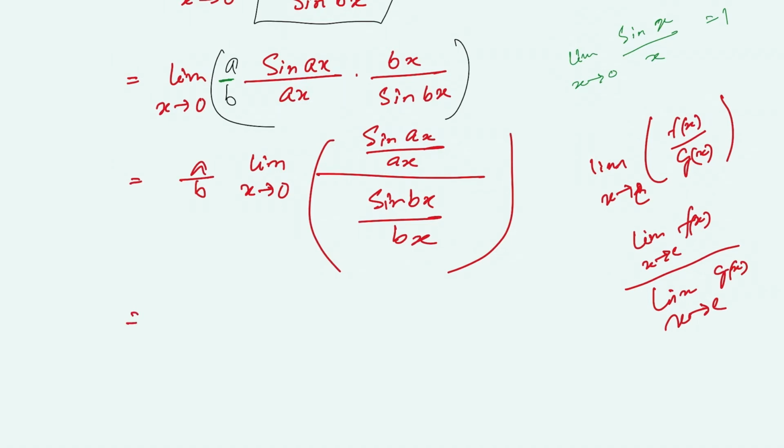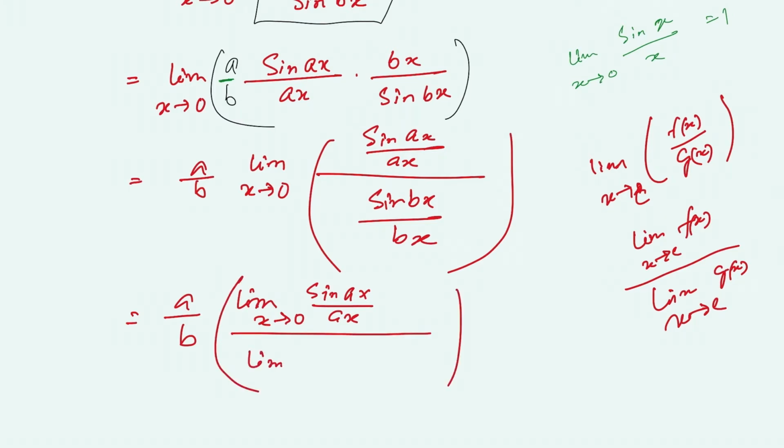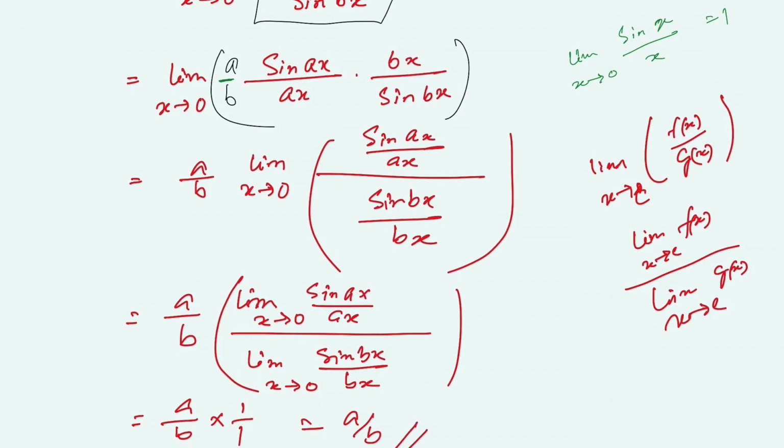So in this case also we can write limit of sine ax by ax as x tends to 0, divided by limit of sine bx by bx as x tends to 0. This is equal to 1, and this is also equal to 1. So here it will be 1 into 1 by 1, which is equal to a by b. That is our answer. Hope you have understood this. Let's move on to the next question.